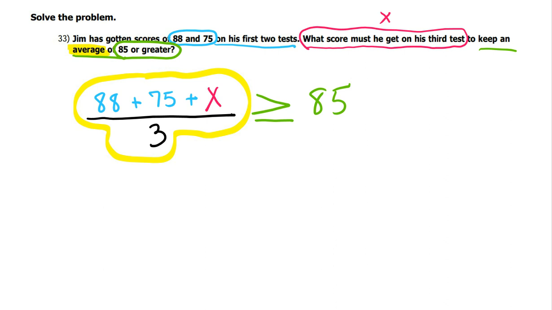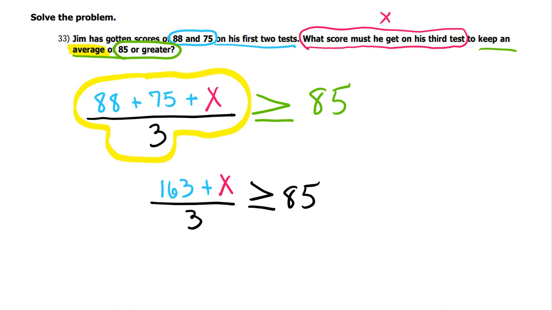Okay? So that's how the equation is set up, and I'm going to go ahead and add his first two scores together, the 88 and the 75. That gave him, for the blue, a total of 163, plus he still has the score of X, don't know what that is, divide that by 3. I'm just going to go to all black here at this point. And it needs to be greater than or equal to 85.